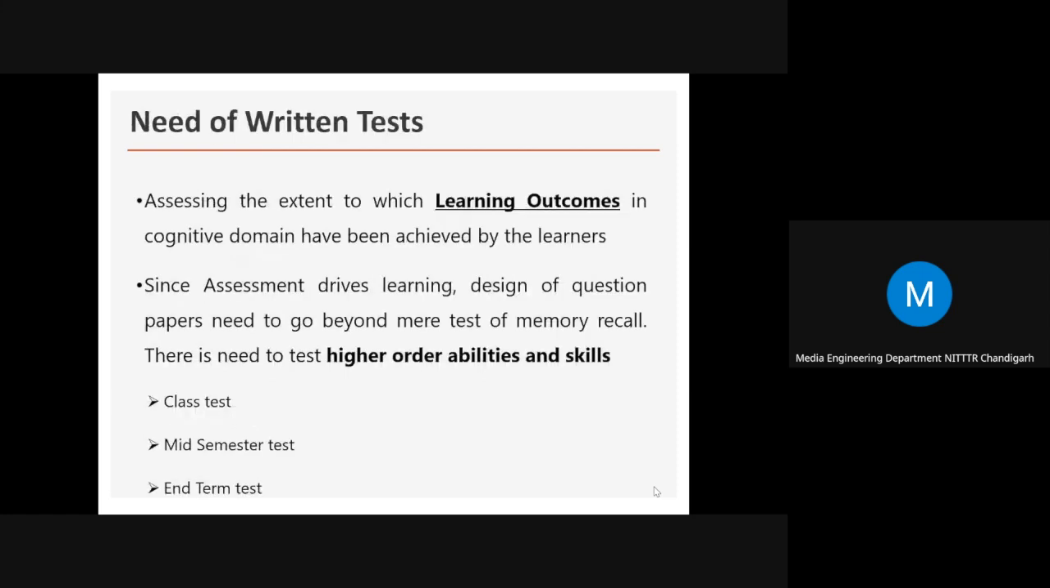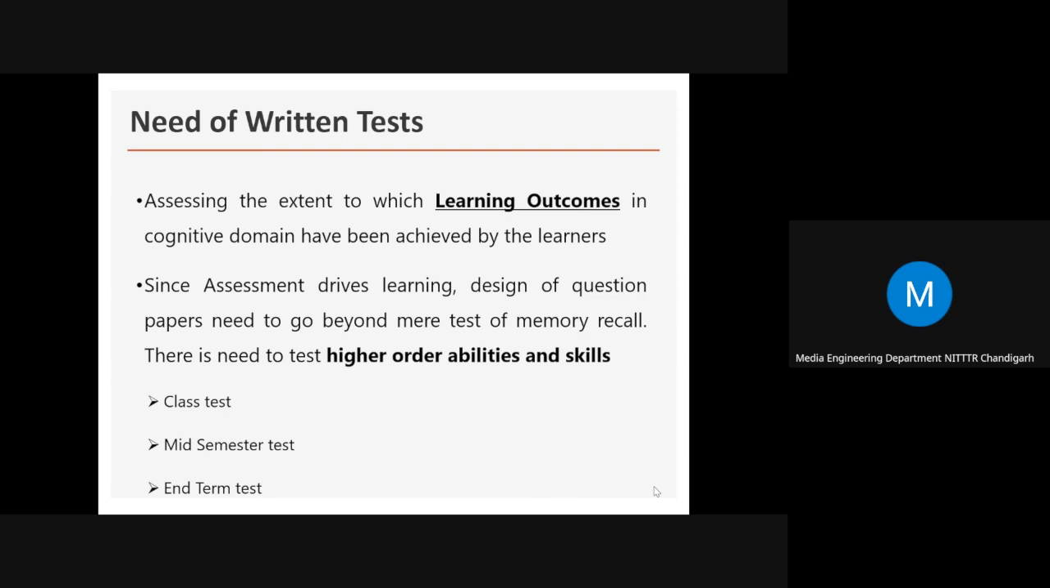So this is the most common tool which we use to assess the students, written tests, right? We use written tests for assessing the extent to which learning outcomes in the cognitive domain have been achieved by the learner. We use these tests at various levels, like class test, mid-semester test or end semester test. So these written tests are used at these different levels, right?